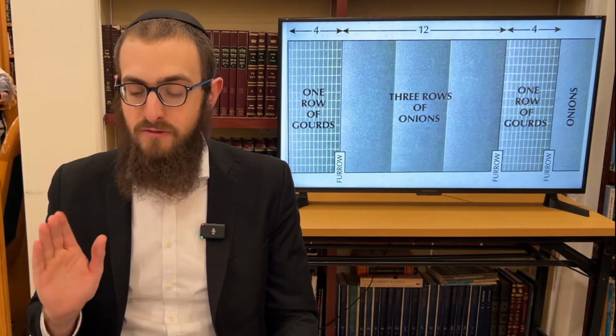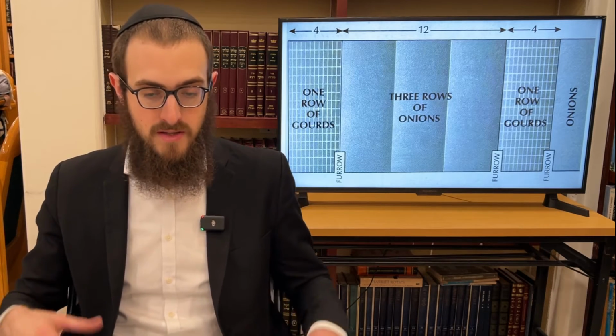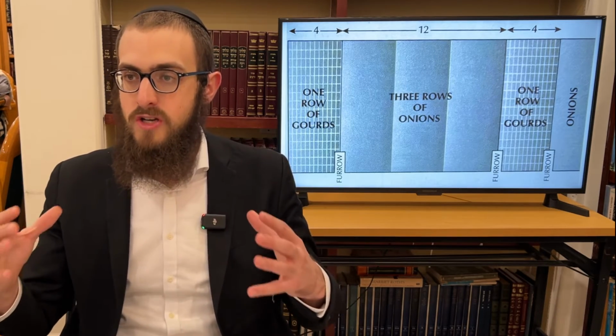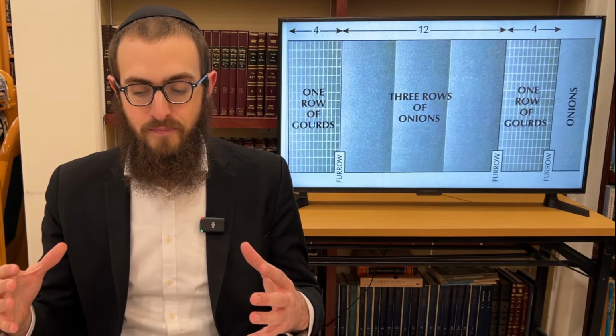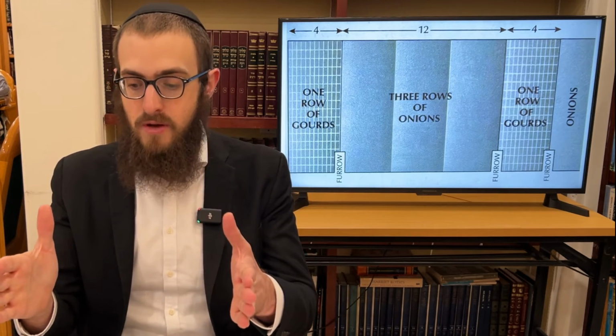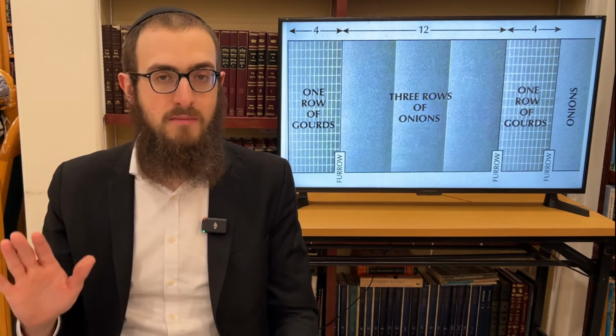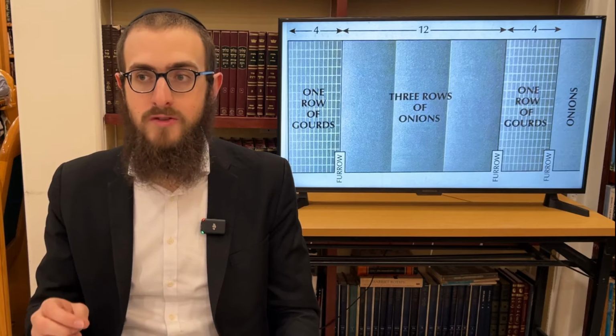But less than 12 will be forbidden because this squash plant has such large leaves and it could stretch so much into the vegetables between them that if you're going to have less than 12 amas, the whole thing is going to seem like it was planted in a mix. The Talmud calls this a principle of chavush.